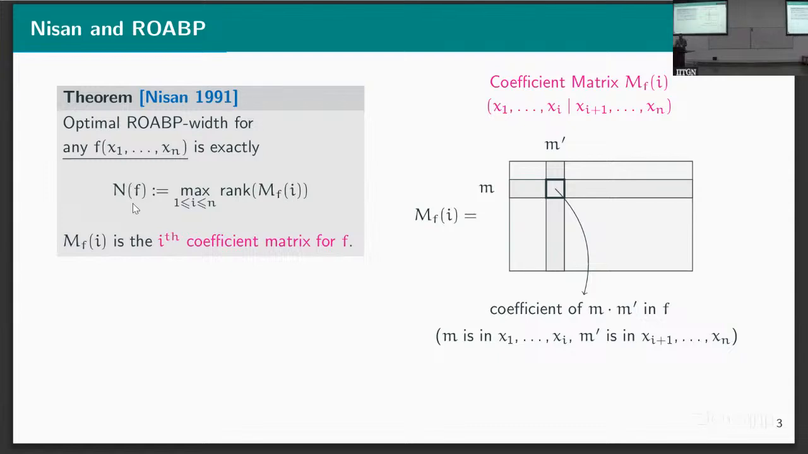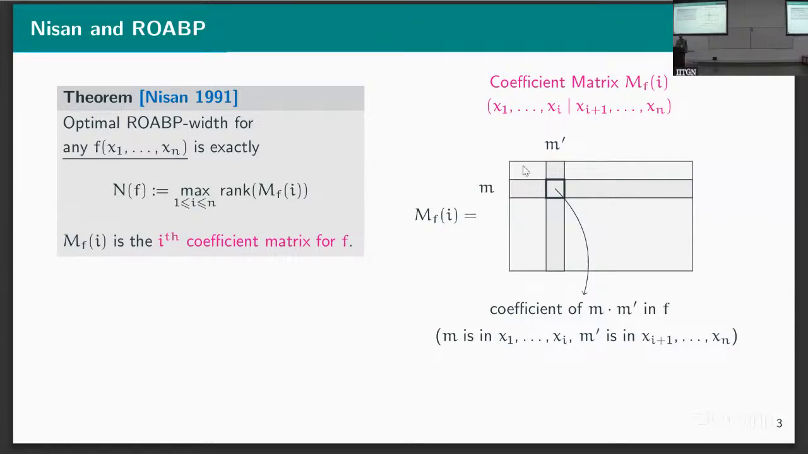So what is this n of f now? You are taking the maximum rank of n matrices. I'll now describe what one of the matrices is. So you have an n-variate polynomial. There are n matrices, and in fact there are n-1 matrices. So what is the ith matrix? It looks like this, the thing on the right. It's called a coefficient matrix for the polynomial f.